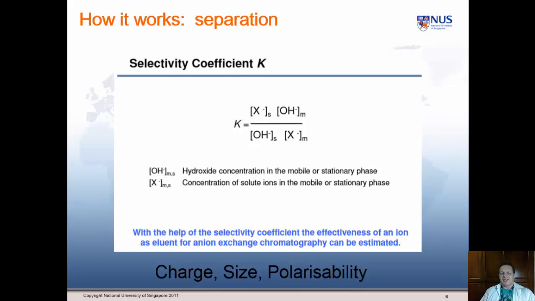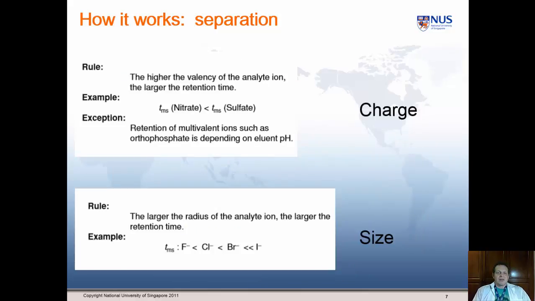What are the factors that affect the value of K? Not the chemical factors particularly, but the nature of the ions. Well, there are three: the charge on the ions, the size of the ions, and the polarizability of the ions. So I'll go through each of those three briefly now. Basically, the higher the valency of the analyte ion, the longer the retention time. So nitrate has a single negative charge on it, sulfate has a double negative charge on it. So the retention time of sulfate is longer than nitrate.